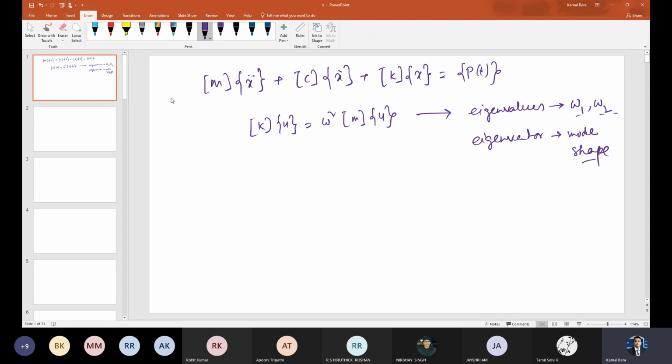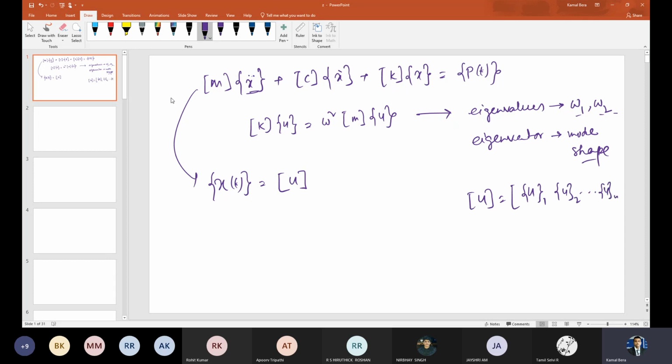Using the orthogonality relationship and assuming the solution, x(t) is a superposition of the modes through the modal matrix. What is the modal matrix? U is the first mode, second mode, and so on up to the nth mode. So x(t) equals the modal matrix times the generalized coordinate eta(t). If it is n cross 1, then U is n cross n. This eta is called the modal coordinate or principal coordinate, and x is my actual physical coordinate.